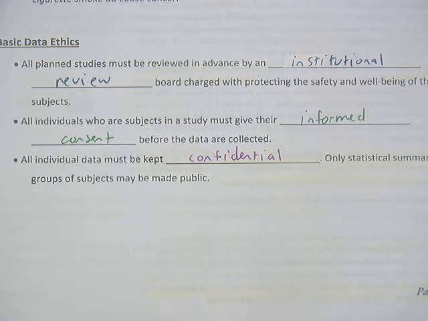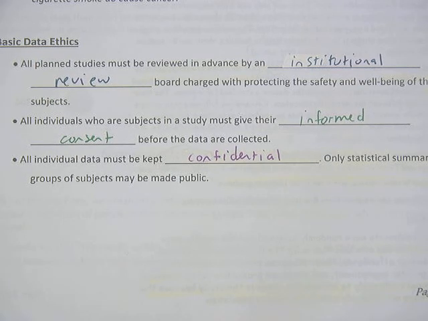And all individual data must be kept confidential. Only statistical summaries can be made public. I wouldn't be able to post a person's name and their income. I would be able to post like the average income of a specific area or something like that, the summary, but not individual data.